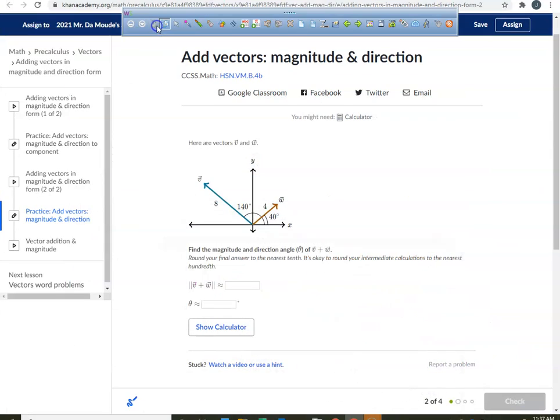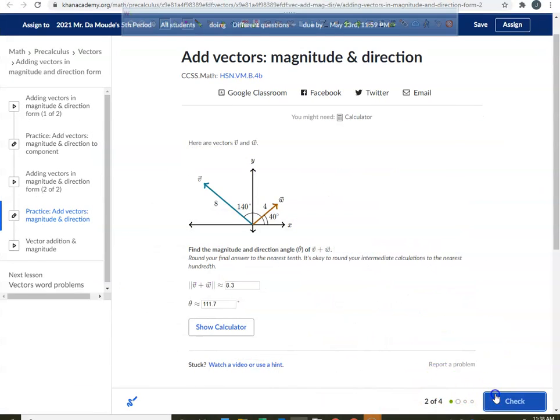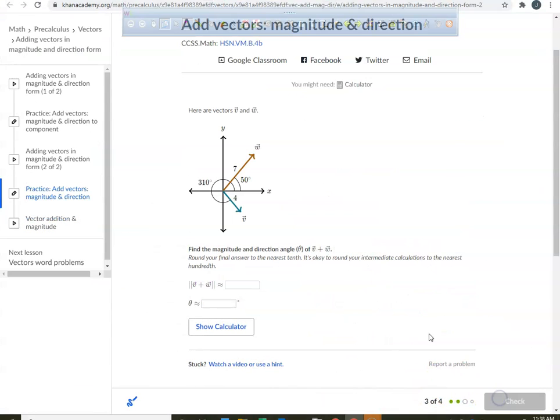8.3, 111.7. All right. 8.3, 111 point... Oh, that's 117. Hold on. 111.7. Hopefully I wrote that down right. Woohoo! All right, last one.